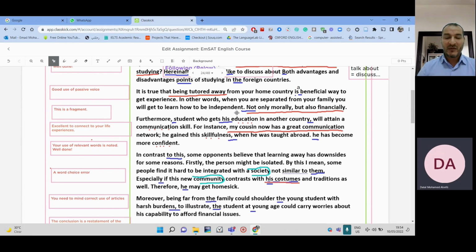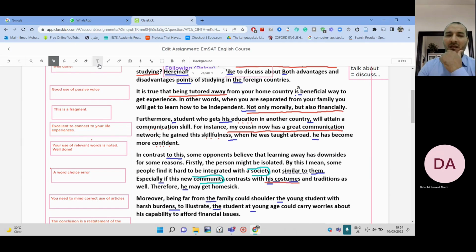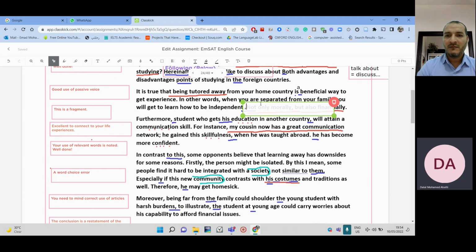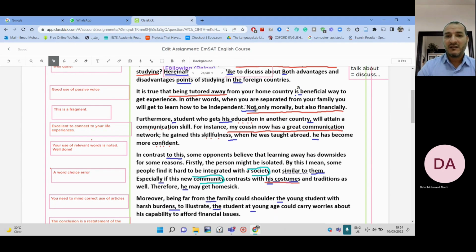Okay? Well, this is what I want you to do. And when you use a comma here, please make it a small letter, not a capital. Comma with a small letter. So here it will be like this, comma and small n. So let's say, comma, not only morally, but also financially, and period. So we just make it this way. Okay, good. Well, next part, please.